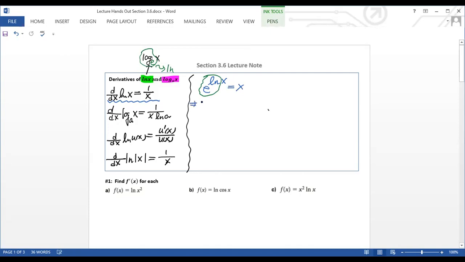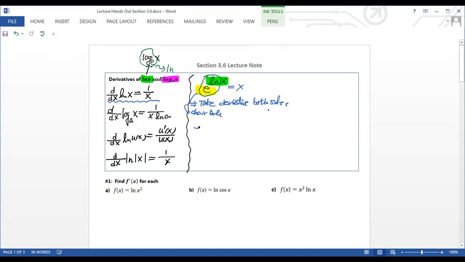Now I'm taking the derivative of both sides. On the left-hand side, if you take a look, e is your first layer, correct? Like what we did before. Then the natural log x is your second layer, right? So from here to here, this is the chain rule.